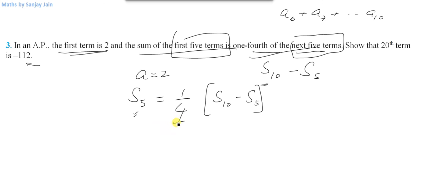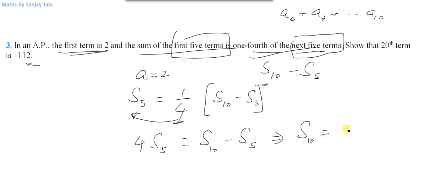So if I multiply by this 4 here, it will be 4S5 equals S10 minus S5. So this will give me S10 equal to 5 into S5, right? This is 1 S5, this is 4 S5. So if I add it here, this will become 5 into S5. S10 is equal to 5 into S5.